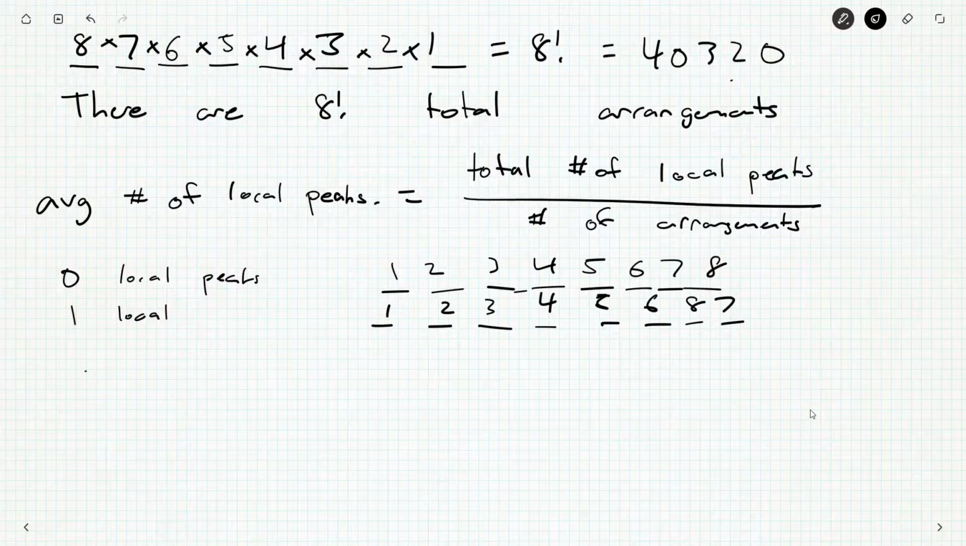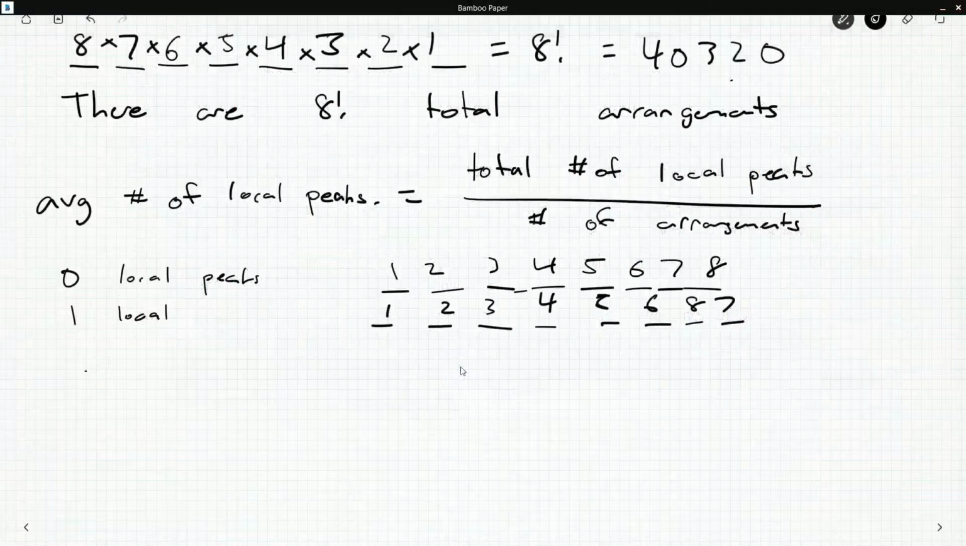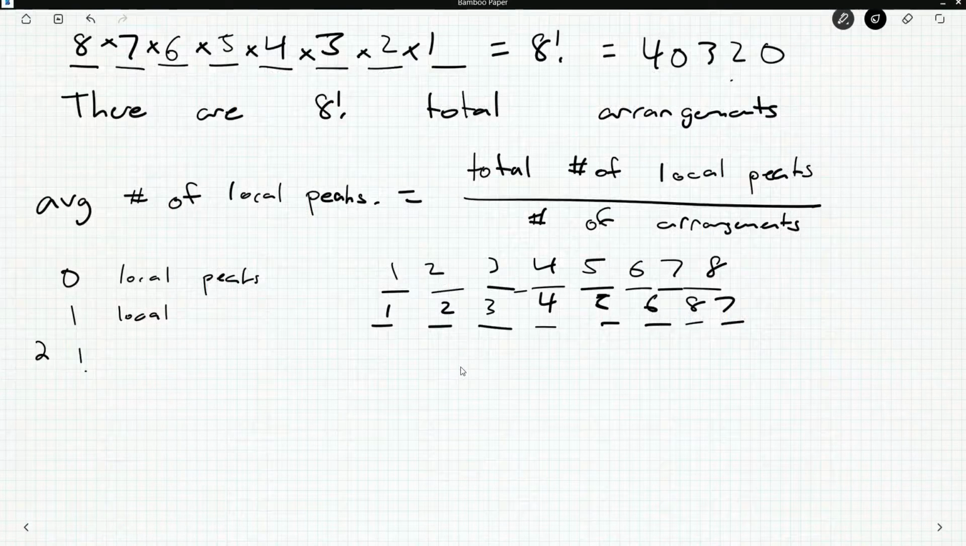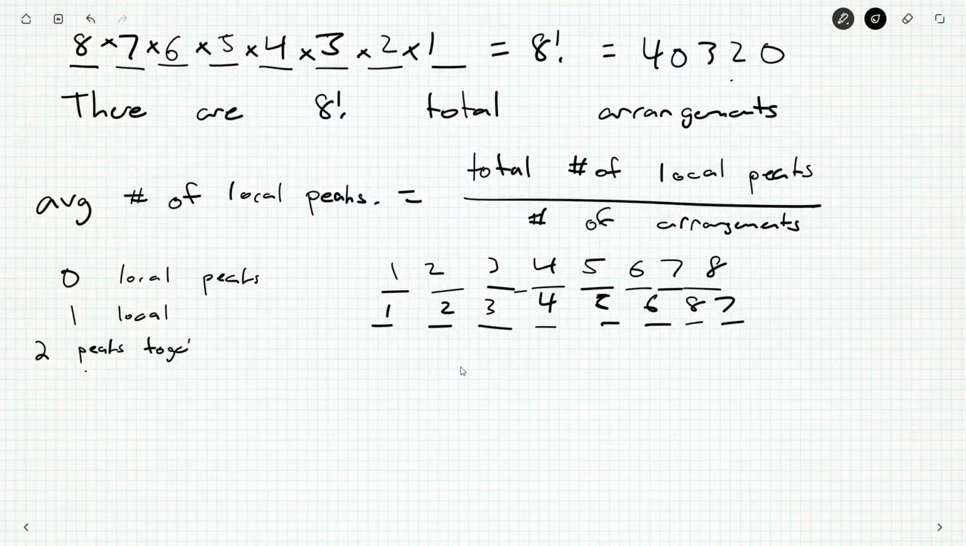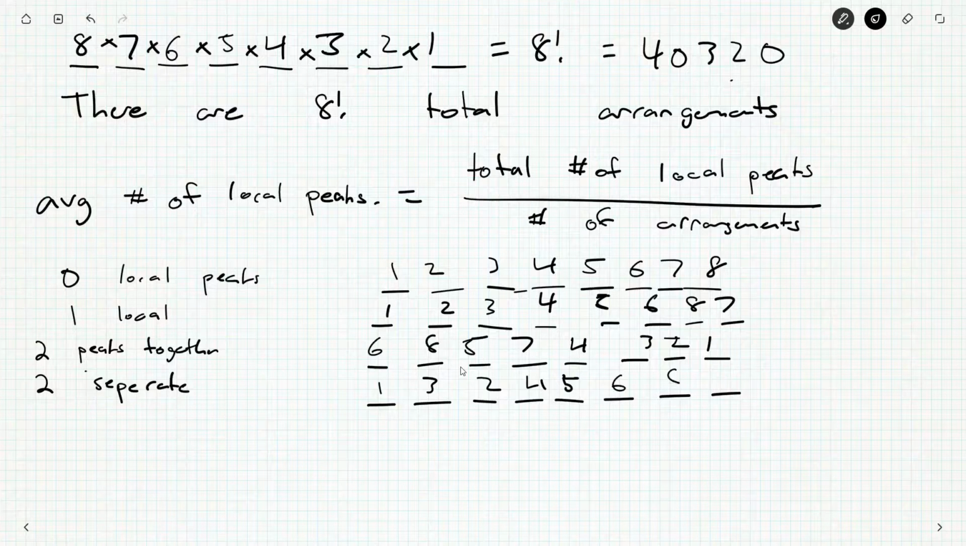But you can also get interesting other things. For example, we can have 2 local peaks, and these ones are sort of smushed together. There's 2 options when it comes to local peaks. We can have 2 peaks together, and that requires 5 things. So you could have something like 8, 7, and then 6, 5, 4, and then 3, 2, 1, no other extra peaks. And so this would be 2 peaks together, or you could have 2 peaks separate. So something like 1, 3, 2, 4, 5, and then you could have 6, 8, 7. So that's 2 separate. Or you can do crafty things.